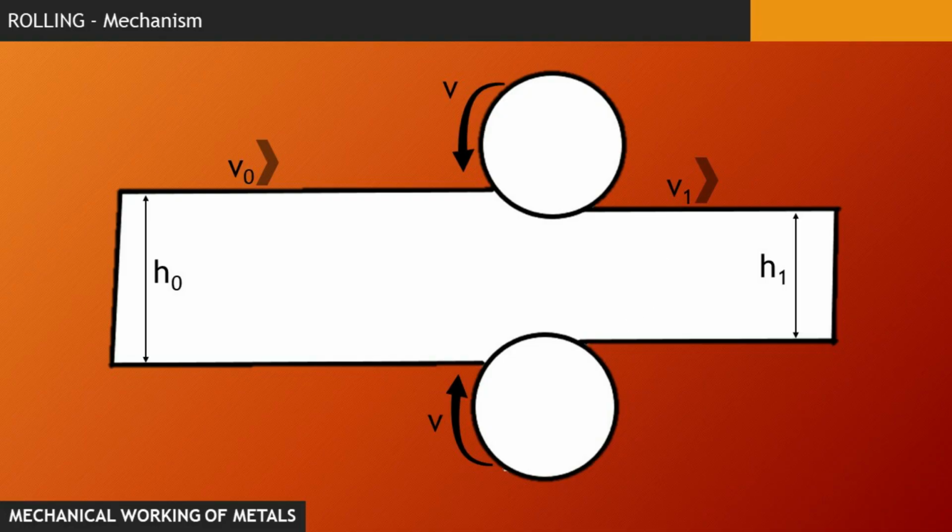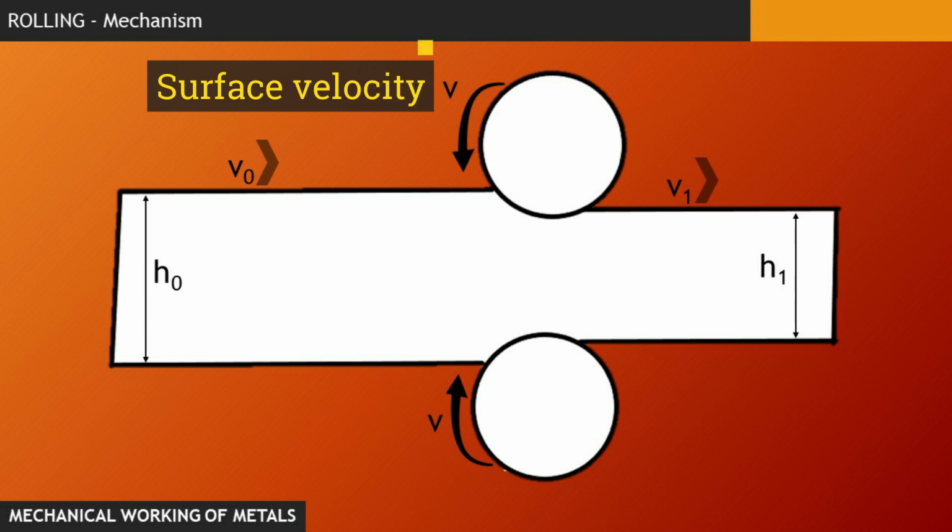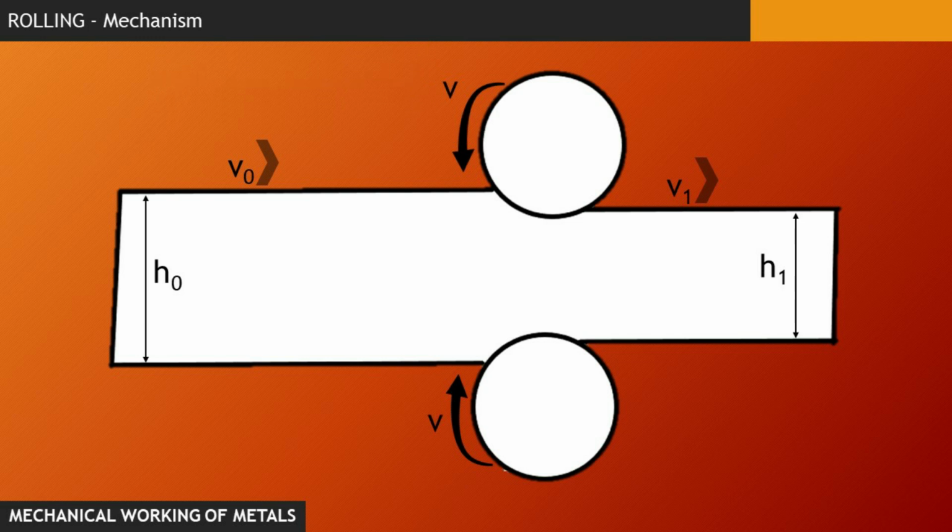And the rollers also possess their own velocity, which is called the surface velocity. And this surface velocity is nothing but the tangential velocity of the rollers. There is no external force required to pull the material out of the rolls. It is done simply by friction.